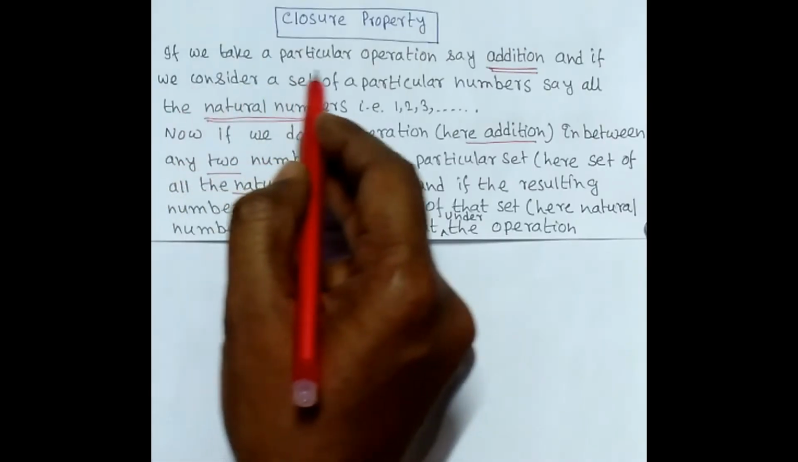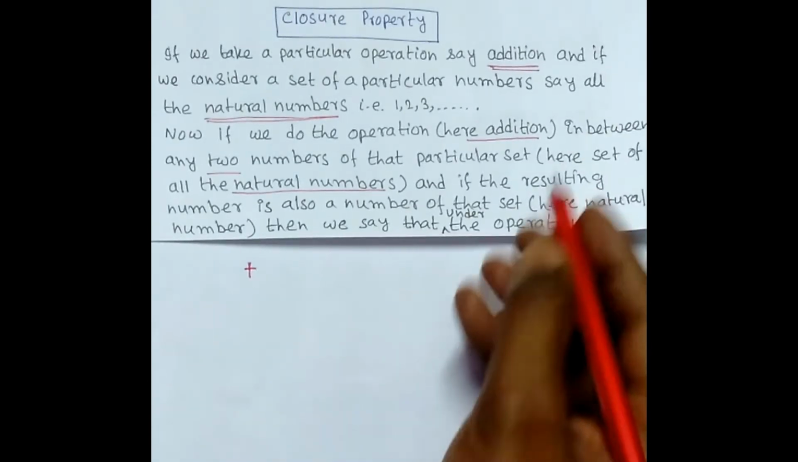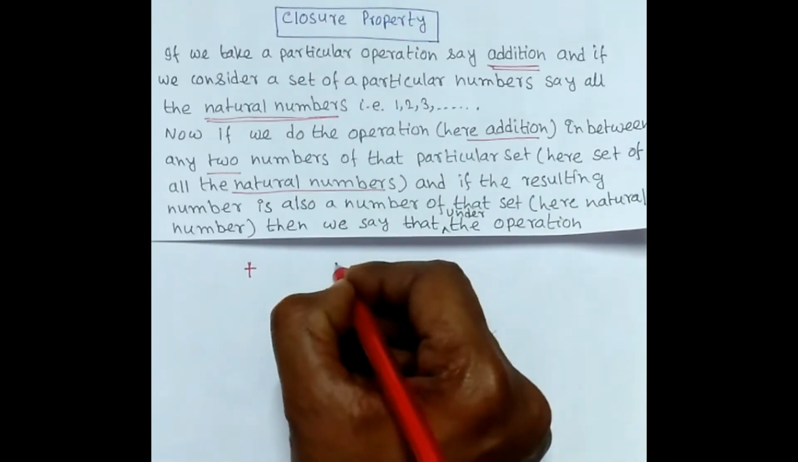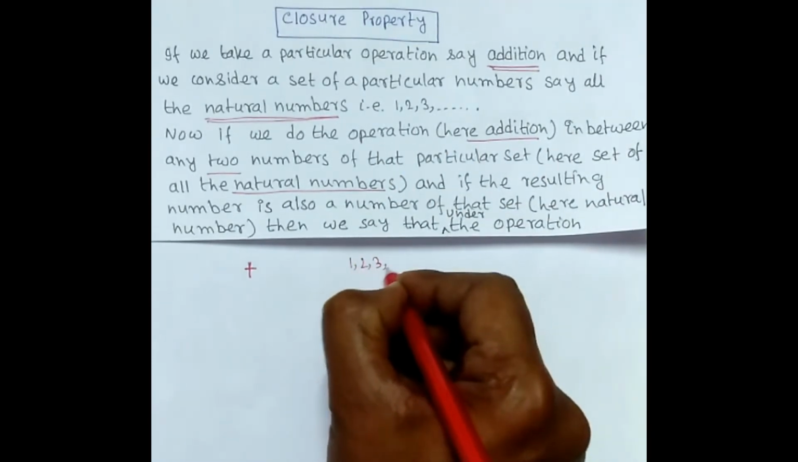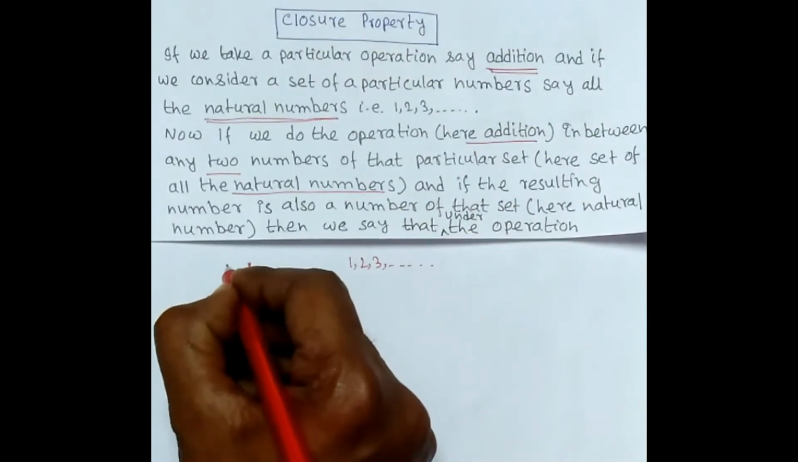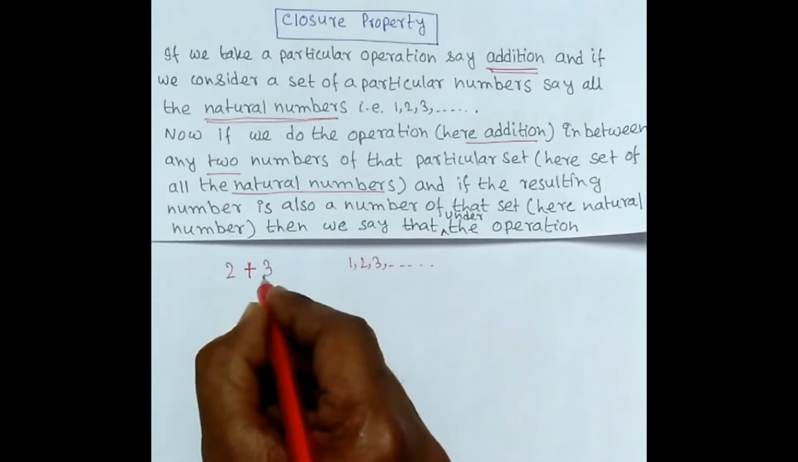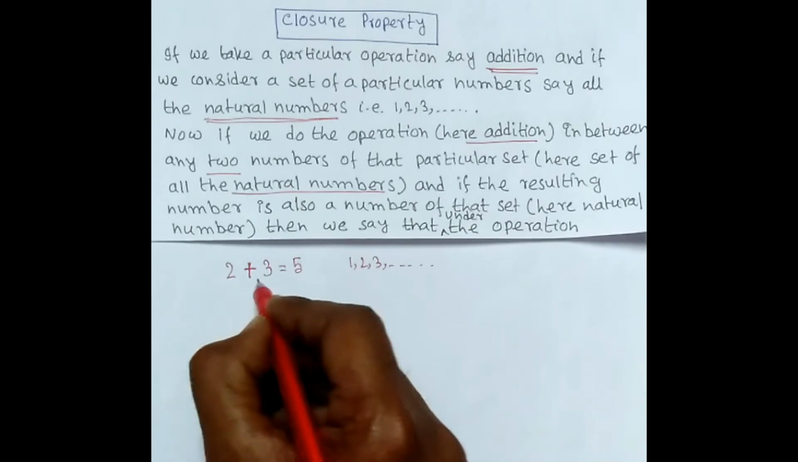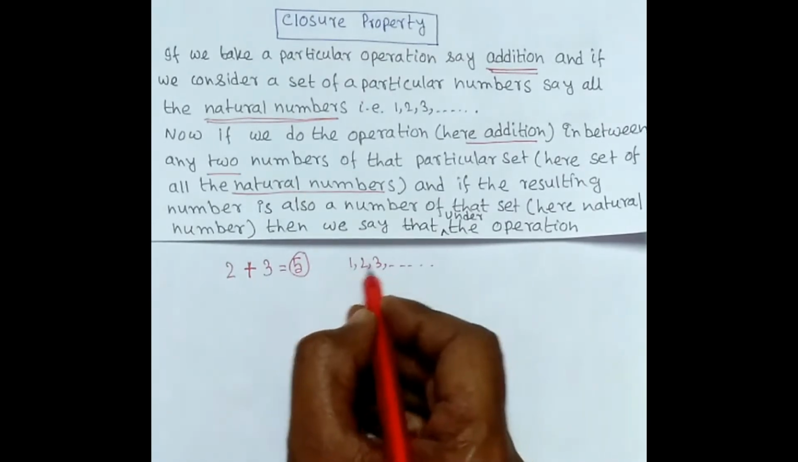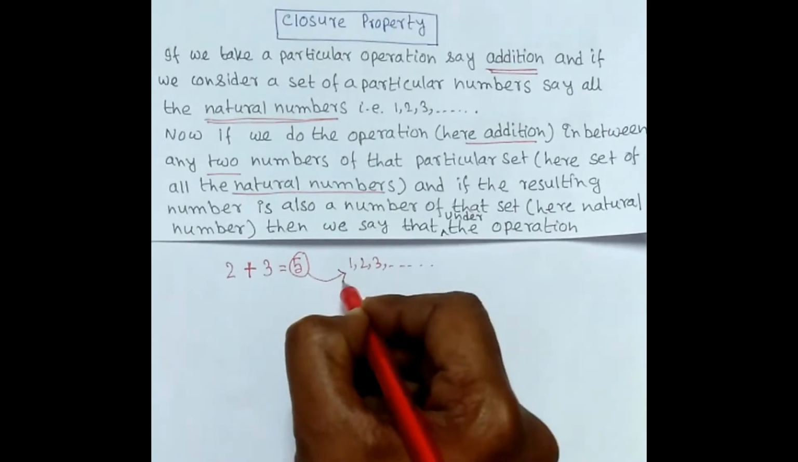If we take a particular operation, say addition, the symbol of addition is plus, and if we consider a set of particular numbers, say all the natural numbers, and the natural numbers are 1, 2, 3 up to infinity, and if we take any two numbers, say 2 and 3, and do the operation, now add, the resulting number, here 2 plus 3 is 5, belongs to that set. We know that 5 is also a natural number, right? So 5 belongs to this set.